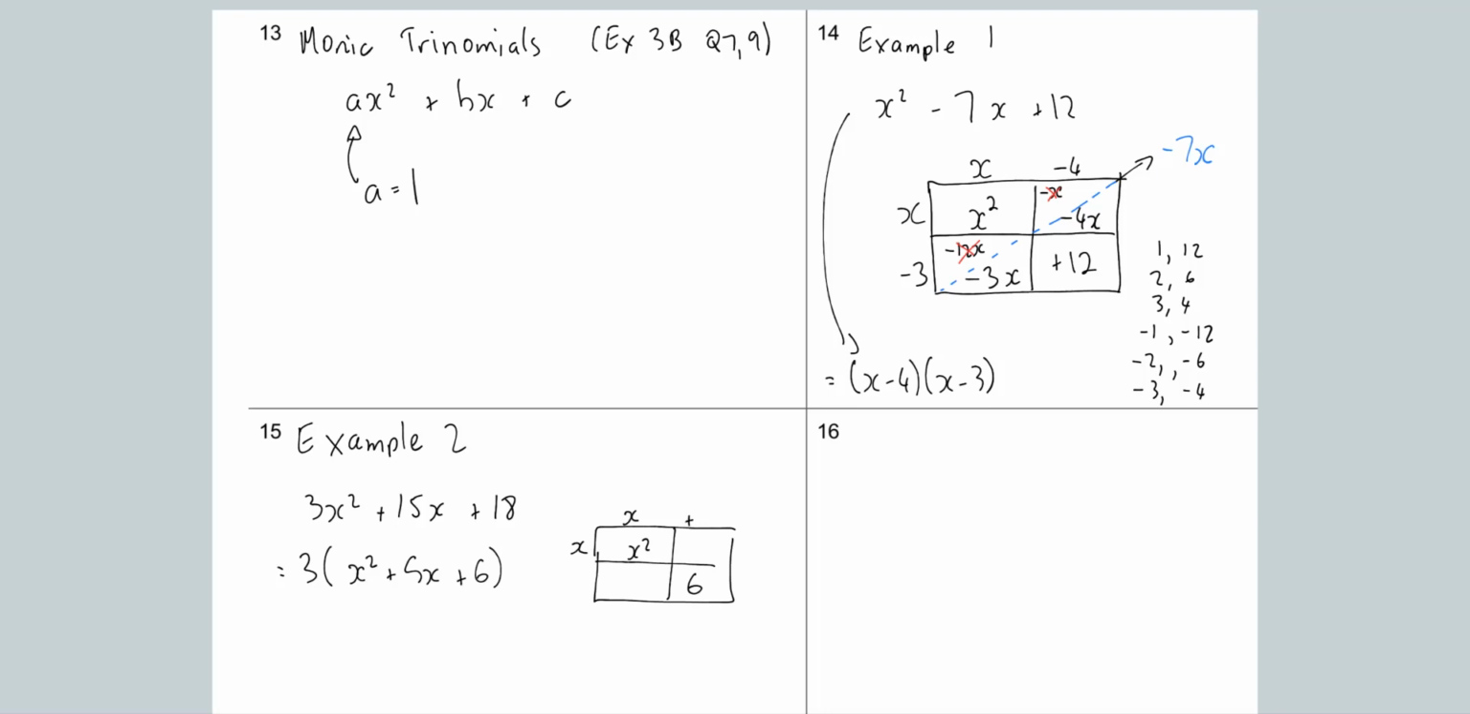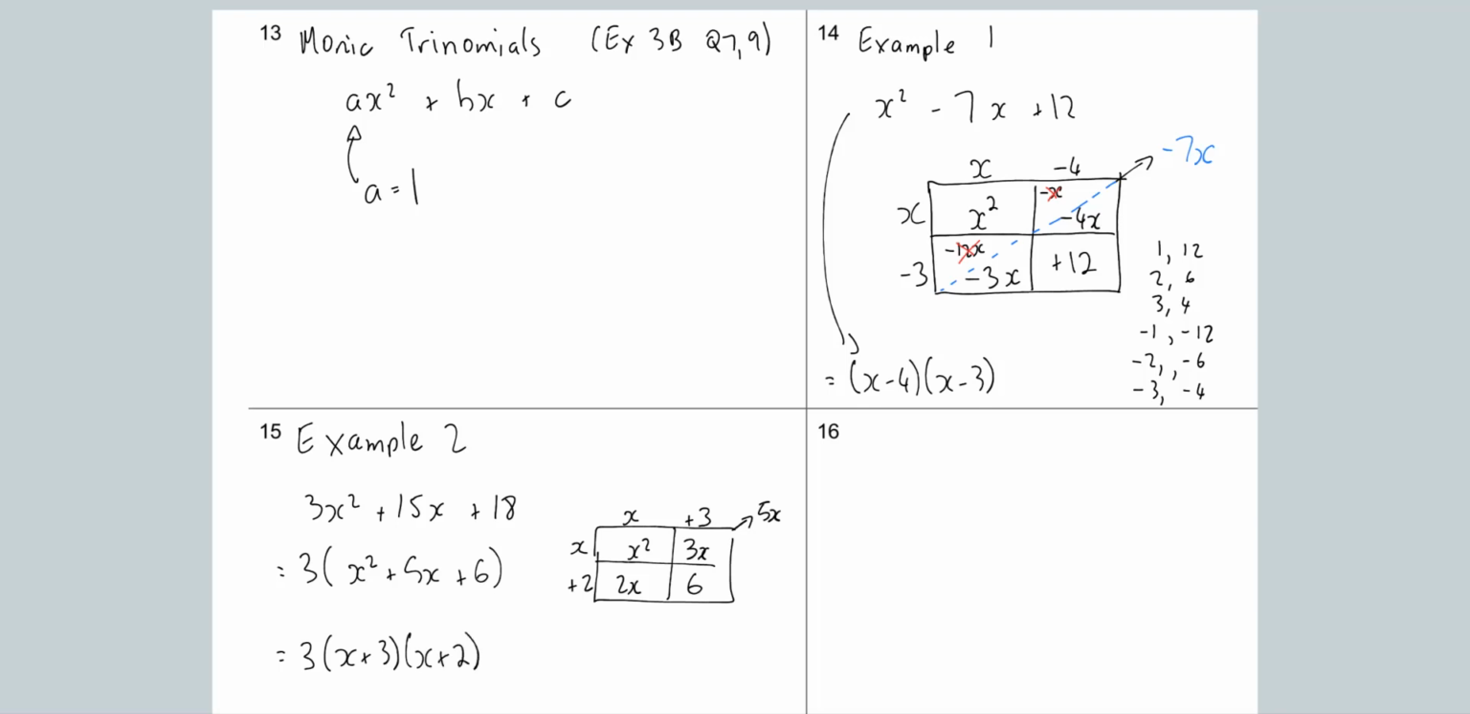So this is x plus 3 and x plus 2, because 3 times 2 is 6, and then I've got 2 times x, which is 2x, and 3 times x, which is 3x, and that would give me my 5x in the middle. And so this would equal 3 multiplied by x plus 3 multiplied by x plus 2. Again, the order of those factors doesn't matter.